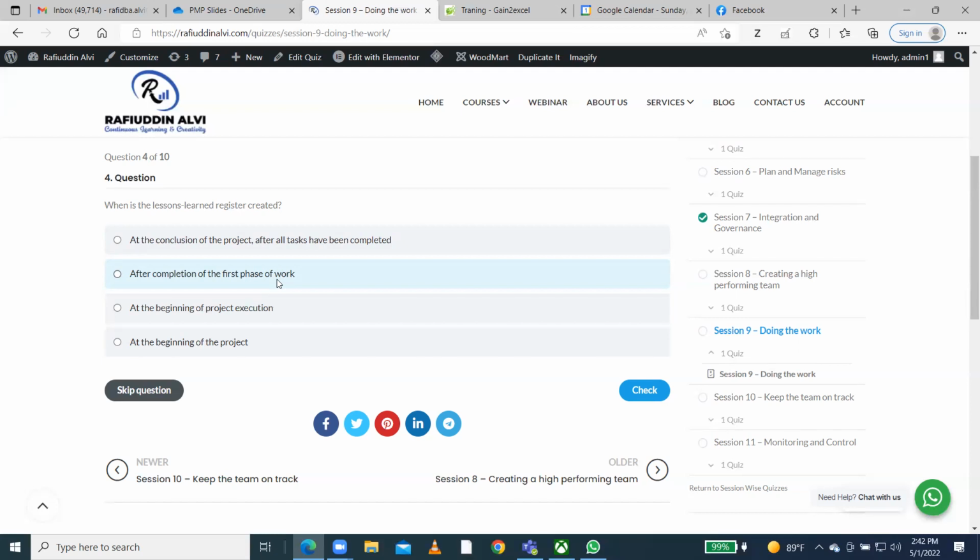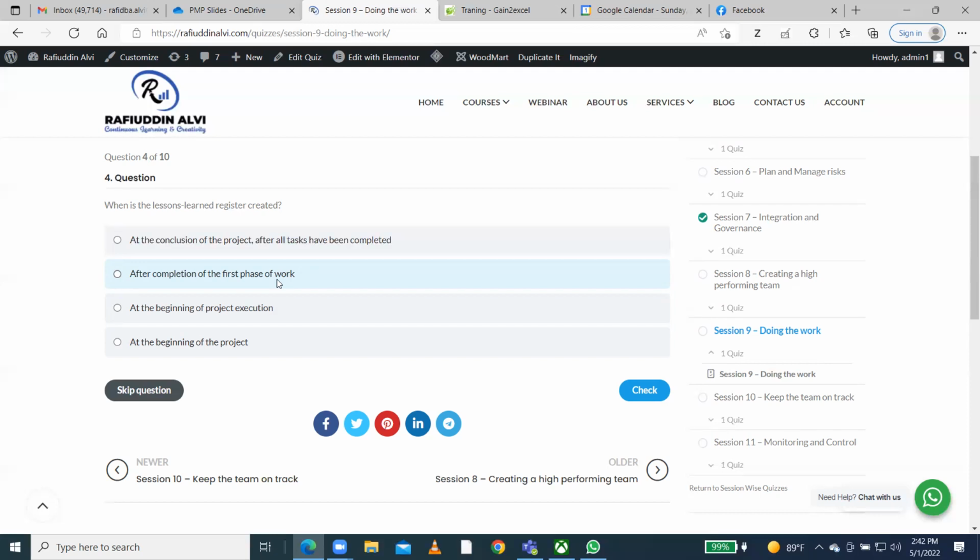So lessons learned means what? Created is different from documenting. Created means we have to do it as soon as possible. Documenting means lessons learned documentation is done at the end of something, like you have done this task, what you have learned with that, something like that.